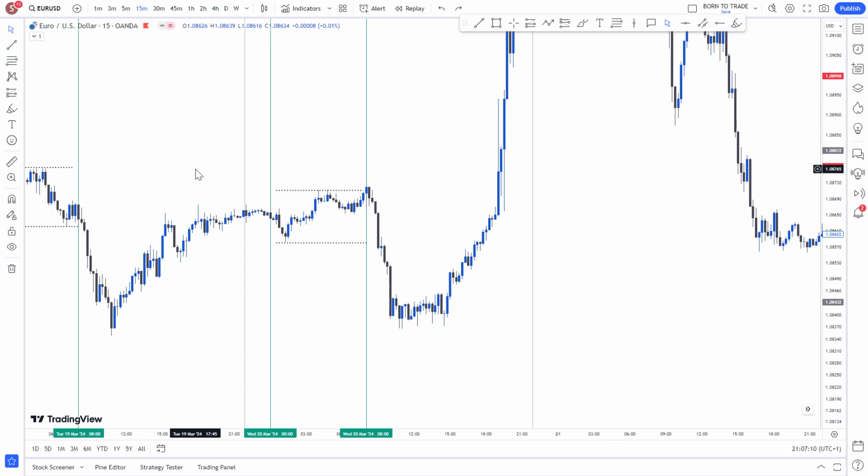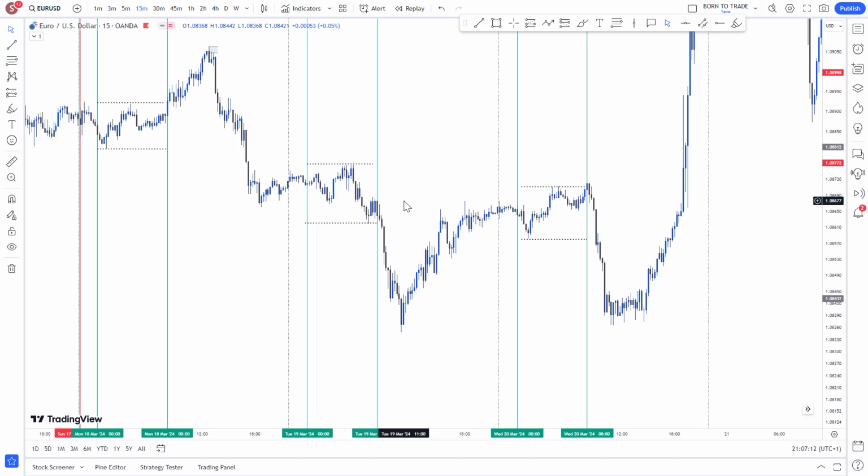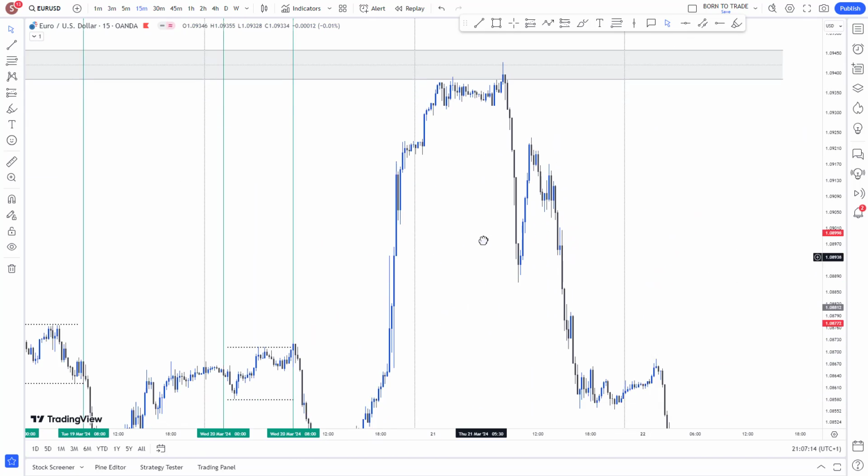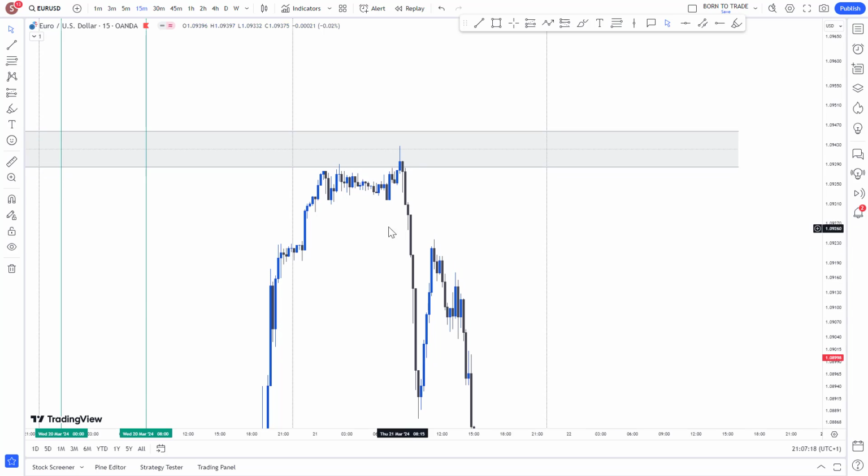This actually played out. So what you're going to note is we won the first setup, the second failed, and the third one played out. Heading to the next day, which is Thursday.